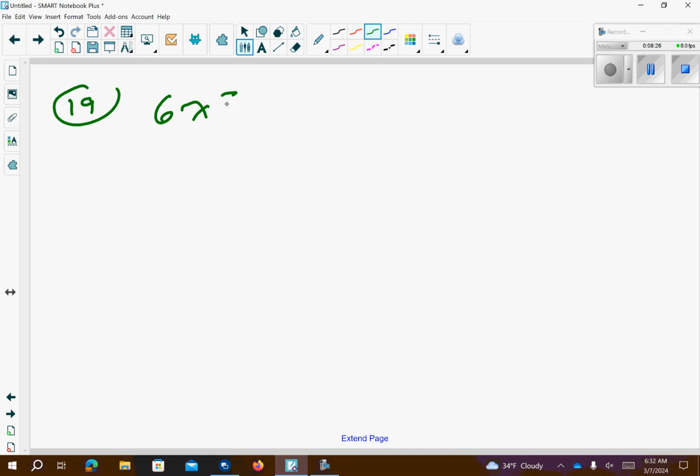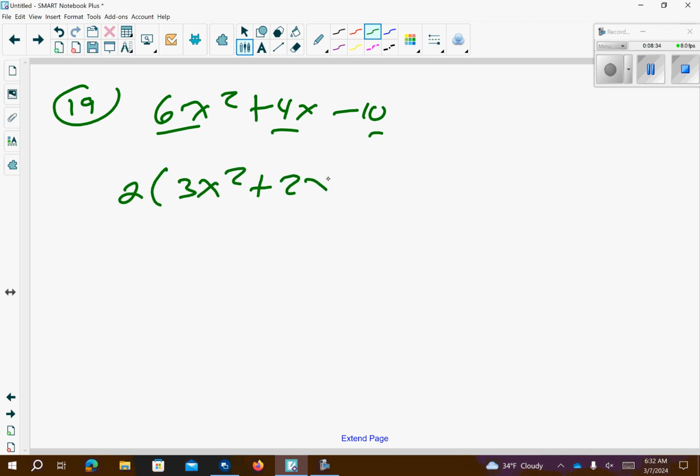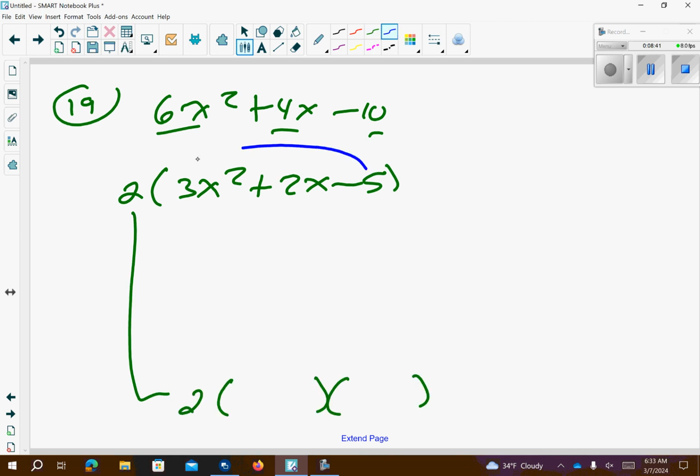So 6x squared plus 4x minus 10. Looks like I can factor 2 out of everything first. Bring this 2 down. Multiply these together, so I get negative 15. So I know I have positive and negative. Factors of 15 are 3 and 5. So it'd be a negative 3 and a positive 5.